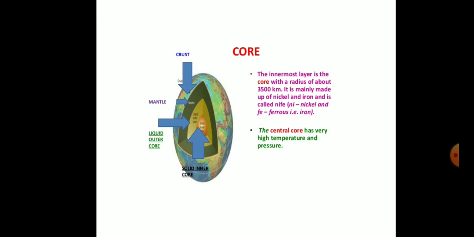Next I have the innermost layer, the core. The innermost layer is the core with a radius of about 3,500 kilometers, and the main components of this layer are nickel and iron. That's why it is called NIFE. And the pressure and temperature in the center of the Earth are very high.